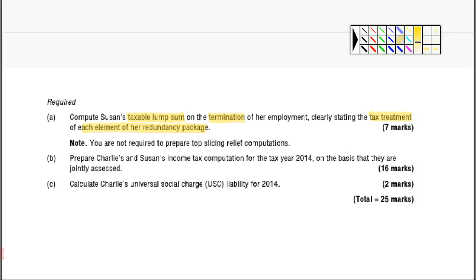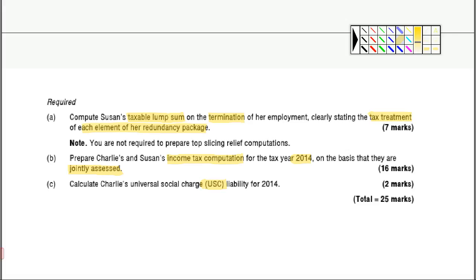The second part is an income tax computation for 2014 on the basis that the individuals are jointly assessed. So we read into that this couple are married. Joint assessment simply means that we do one income tax computation. The last part, which we're not going to concentrate on too much, is the universal social charge. For the moment, let's just read that there are additional taxes that are payable over and above income tax, and more of that later on in the course.